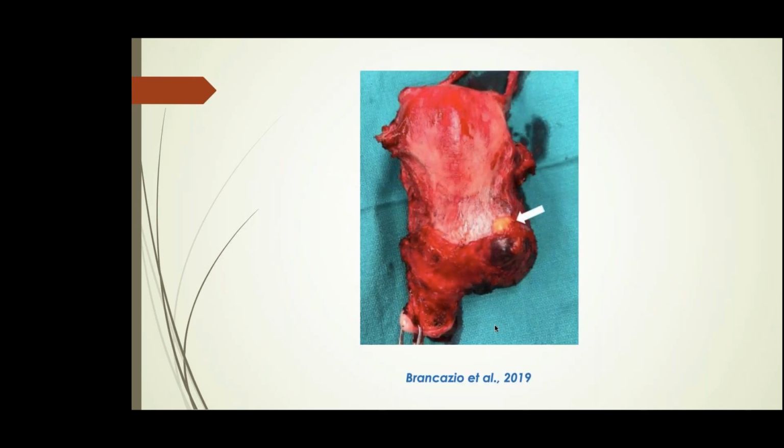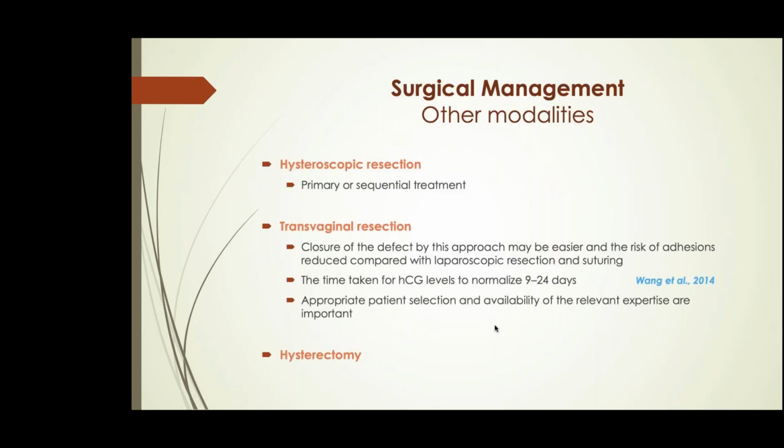Sorry, again, the transvaginal resection. I cannot understand it. Okay, transvaginal resection. Imagine you are doing a cystocele repair. What do you do? You pull on the cervix, isn't it? And then you open the vaginal mucosa above and dissect the bladder up.